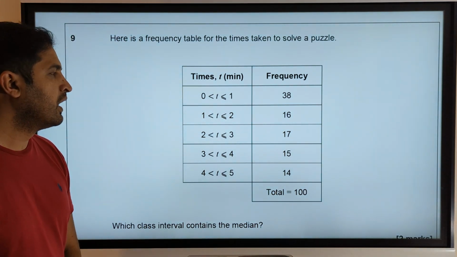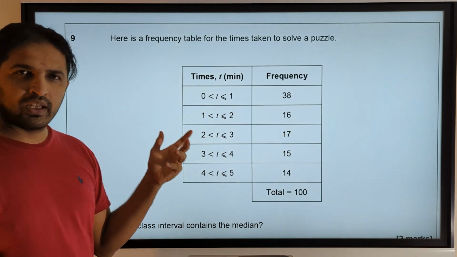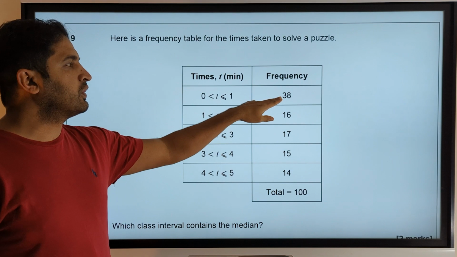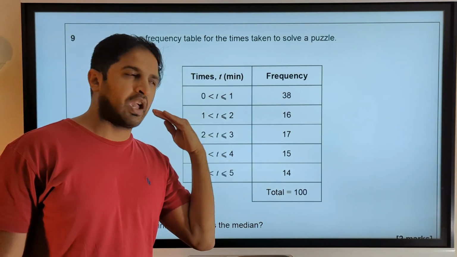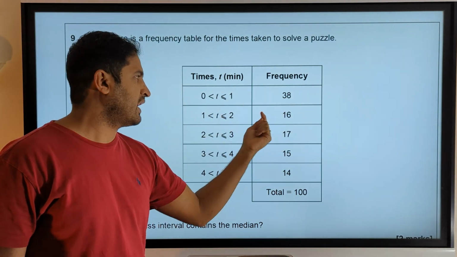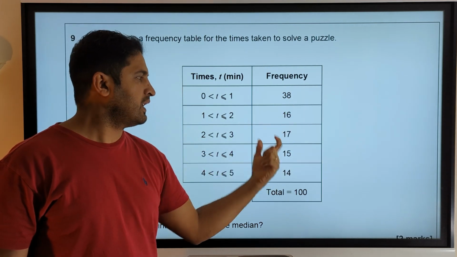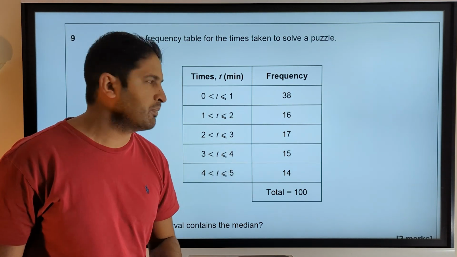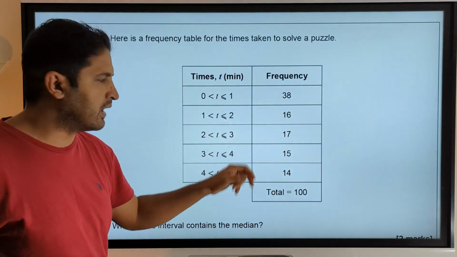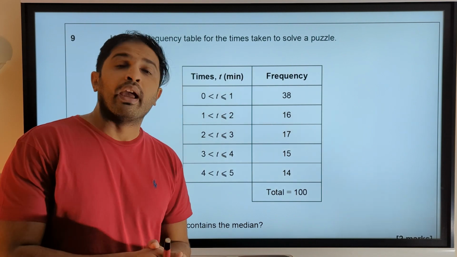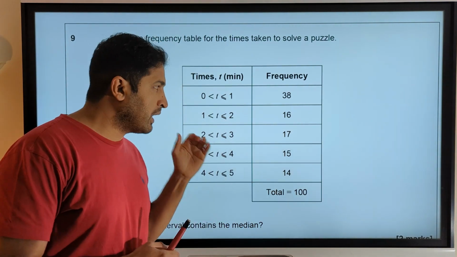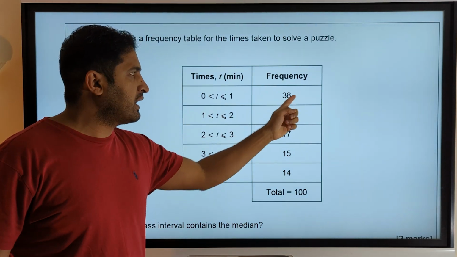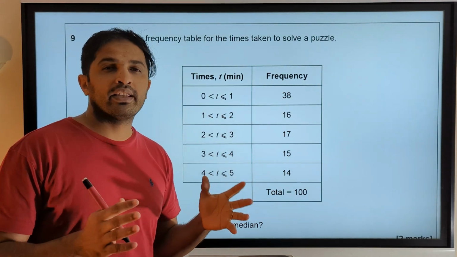The median would be the middle number. If you look at the cumulative frequency, where would the middle number be? These 38 would be at the very start: you get 38 taking less than 1 minute, then the next 16, then the next 17, then 15, then 14. So those 14 and 38 are not going to be the median. The median class is going to be somewhere in the middle. If you solve 100 puzzles and put those times in order, these first 38 puzzles are going to be the first 38 numbers.